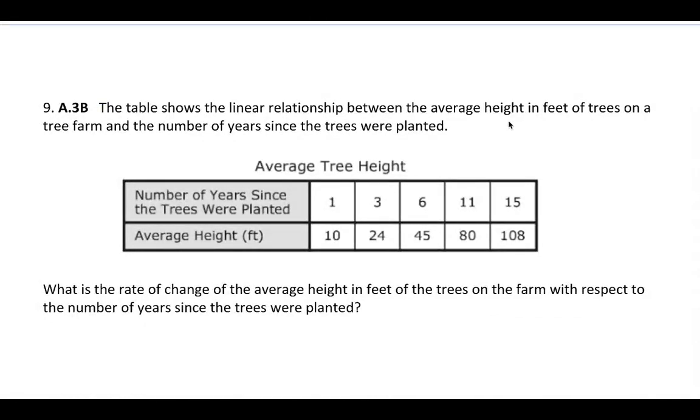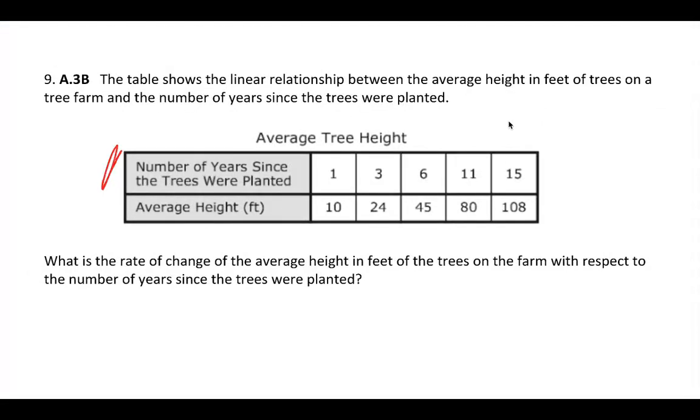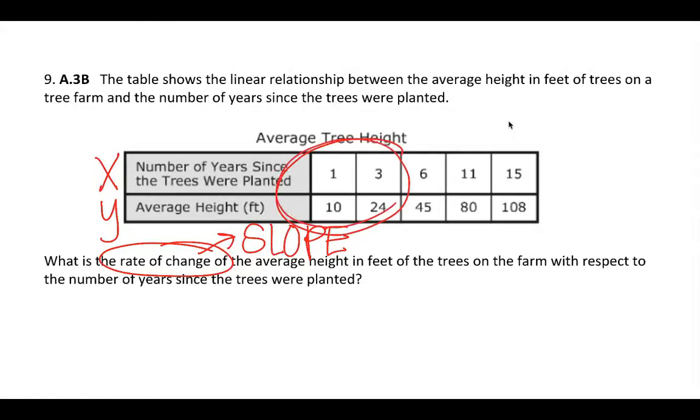The table shows a linear relationship between the average height in feet of trees on a tree farm and the number of years since the trees were planted. So this is my x, whoa, and my y. What is the rate of change? Fancy way of saying slope. That's all it's asking for. So if it's asking for slope, again, 2 points is all I need. I always pick the first 2 because, I don't know, they're right there.